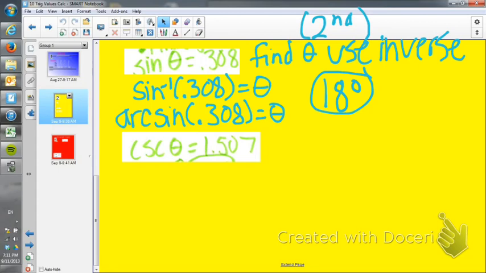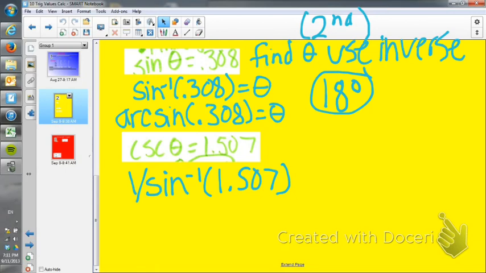And then the last part is the trickiest. This is when I have to use an inverse with a reciprocal. Now this is a little bit different because you have to remember I can't just change this to 1 over sine. And I cannot type this in my calculator as 1 divided by sine inverse of 1.507. If I type that in my calculator, I'm going to get an error. And we'll talk about the reason why that is in class. But that's actually impossible to happen.